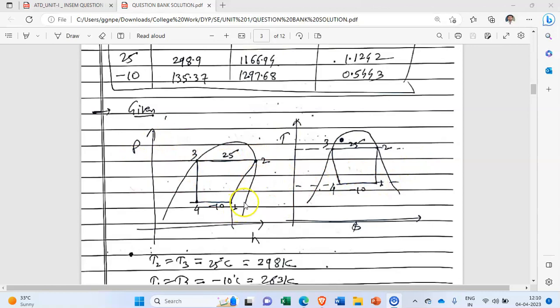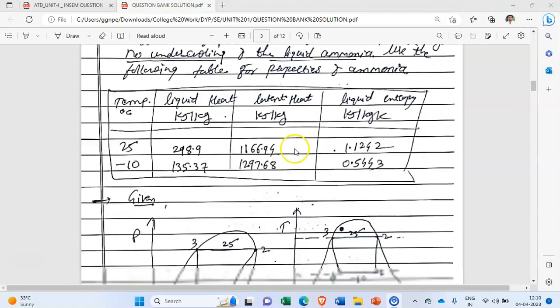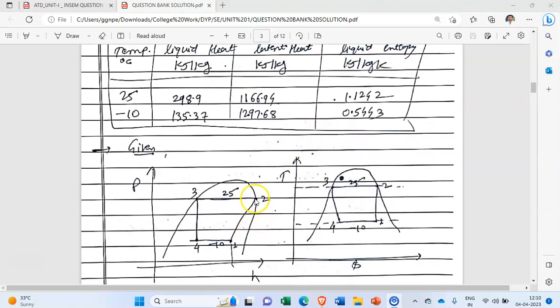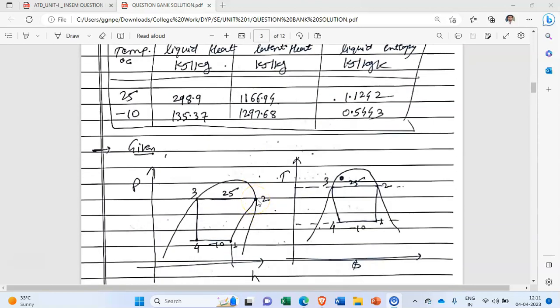It is given that at the end of the compression the gas is dry. What is the meaning of this? That means at point number 2 there is a saturated vapor condition of the refrigerant used, that is ammonia. So definitely point number 1 will come in the liquid and vapor region. In the diagram, point number 1 is to the left of the saturated vapor line. 1 to 2 is isentropic compression, 2 to 3 is the condensation process, 3 to 4 is the expansion process, and 4 to 1 is the evaporation process.